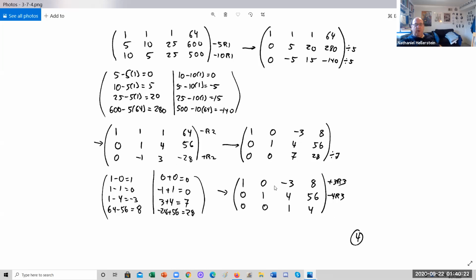And so 1, 0, -3, 8; 0, 1, 4, 56; 0, 0, 1, 4. Now here we're going to pivot on this 1, use it to eliminate this 4 and this 3. Third row, we add 3 row 3 to cancel this -3. Second row, we subtract 4 row 3 from row 2 to cancel this 4.